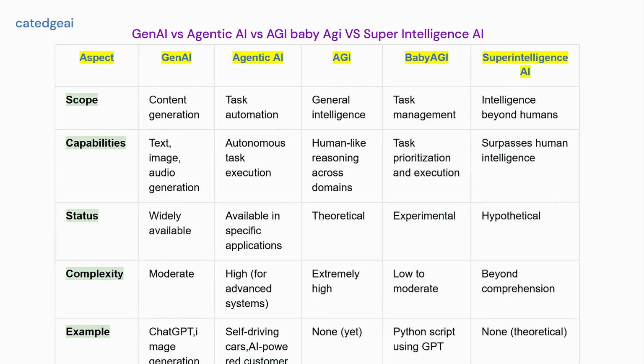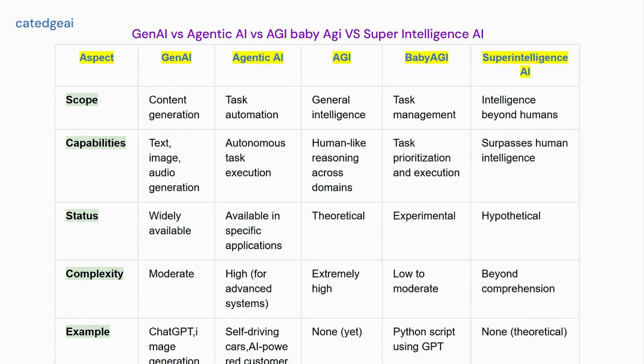Let's say baby AGI is mainly focused on task management: it prioritizes the tasks and executes them, based on the previous task.